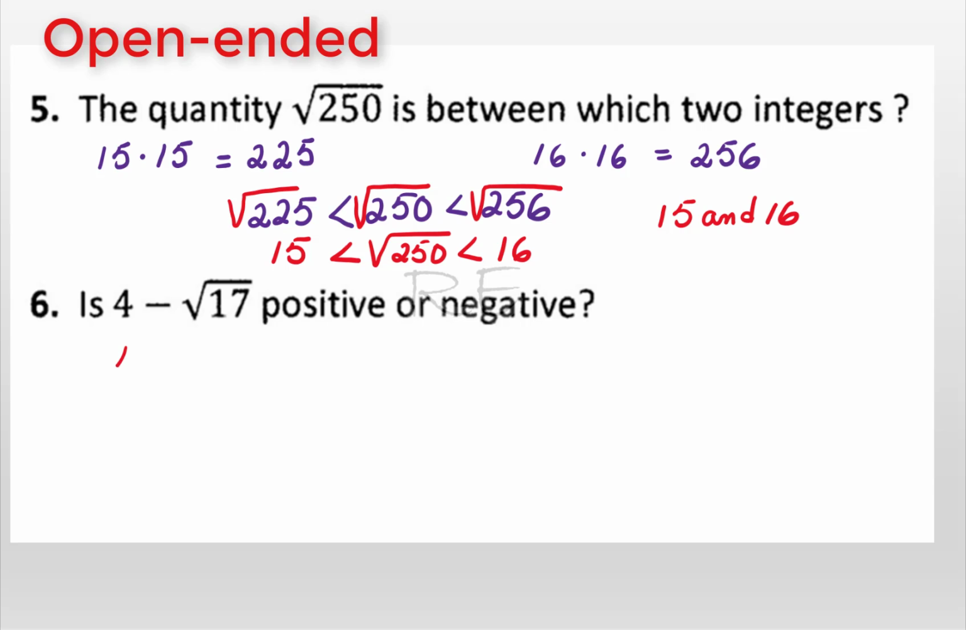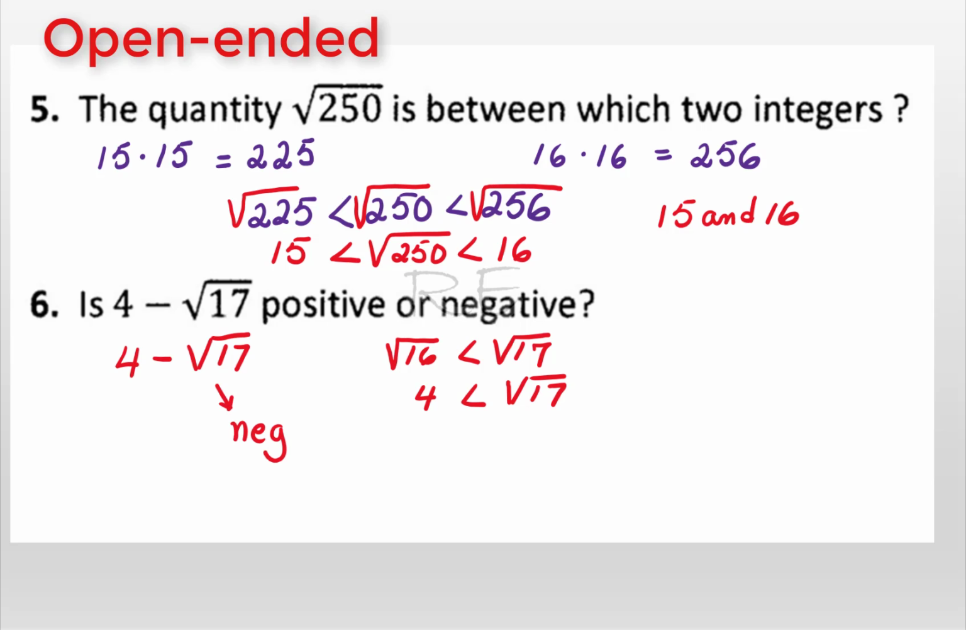For number 6, we want to know if 4 minus the square root of 17 is positive or negative. Remember, the square root of 16 is less than the square root of 17, and the square root of 16 is 4. Therefore, 4 is less than the square root of 17, and 4 minus the square root of 17 will be negative.